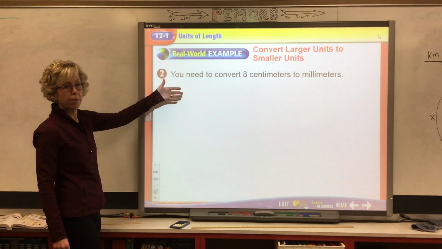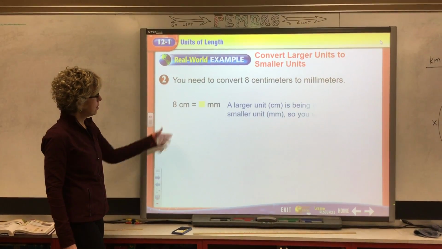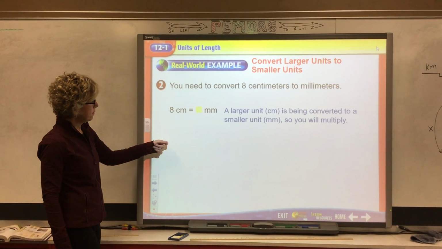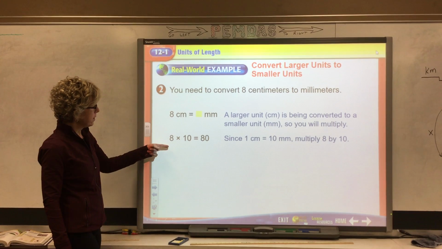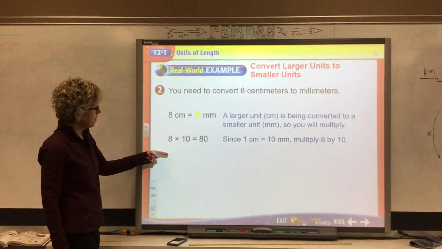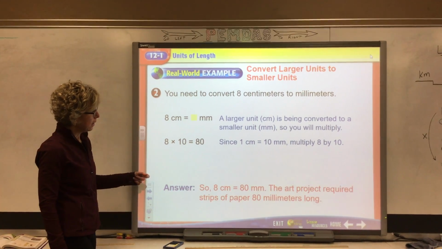So they're going to kind of go through what we just did. We need to convert 8 centimeters to millimeters. We know that 1 centimeter equals 10 millimeters. So again, we took 8 times 10 and we got 80 millimeters.